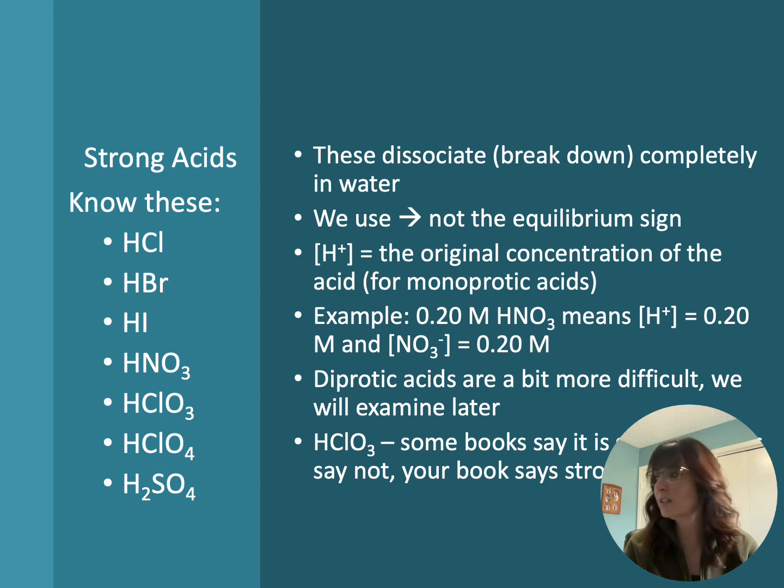So if you have 6 molar HCl, I have dogs barking. You have 6 molar H, you have 6 molar Cl. So there's another example there. If you've got 0.2 molar nitric acid, you get 0.2 hydrogen and 0.2 of the nitrate ion. Diprotic acids are a little bit more difficult. We like to think that if you have sulfuric acid, 12 molar, you really get 24 molar. Not exactly the case. We won't stress on it too much, though.